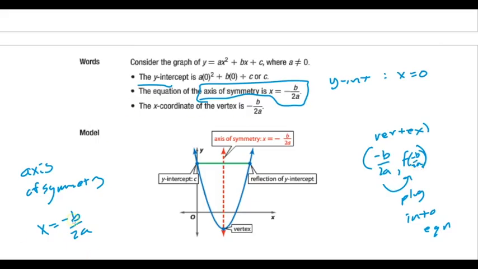Those are the key things. If you want to find the axis of symmetry, use negative b over 2a. If you want to find the vertex, the x of the axis of symmetry is also the x value of the vertex. Plug it into your equation to find the y value. And if you want to find the y-intercept, set x equals 0. Let's graph a couple doing it that way.